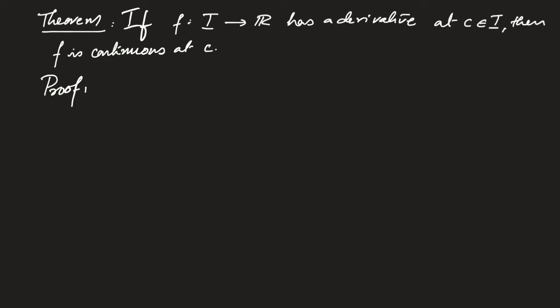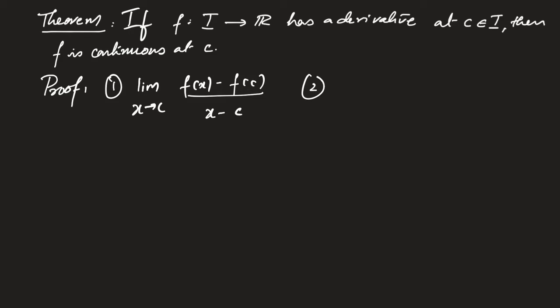F is differentiable at c means that the limit as x tends to c of (f of x minus f of c) divided by (x minus c) exists. And we know that the limit as x tends to c of x minus c always exists. Now the limit theorem tells us that the limit of the product of two functions is equal to the product of the limits.